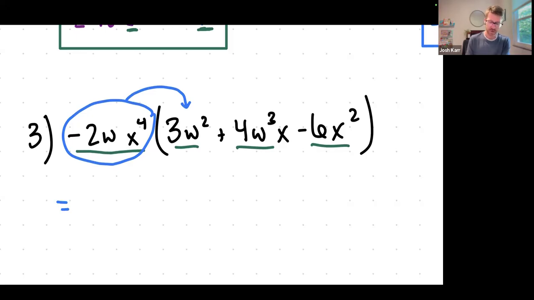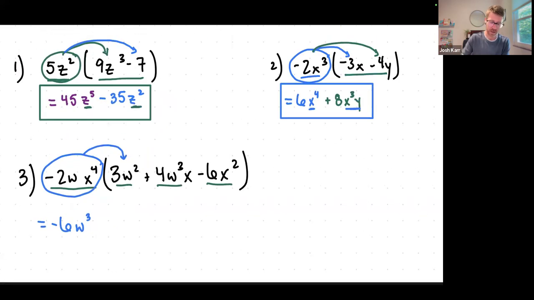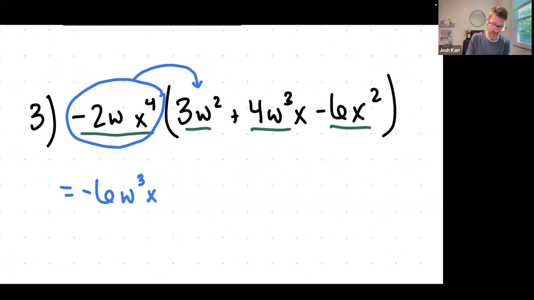So coefficients, negative 2 and 3, we get negative 6. In my monomial here, I have a w, so I've got w times w squared. Gives me w to the third. And then I had an x to the fourth in that monomial, so I need to make sure I'm bringing that along for the ride. There's nothing to combine it with, but I still need to keep writing it. All right, so that's the first term.